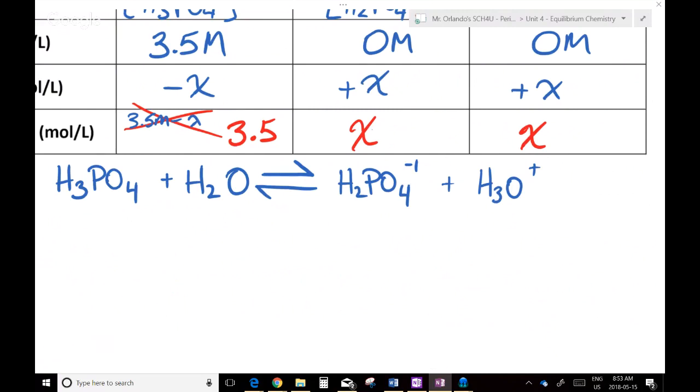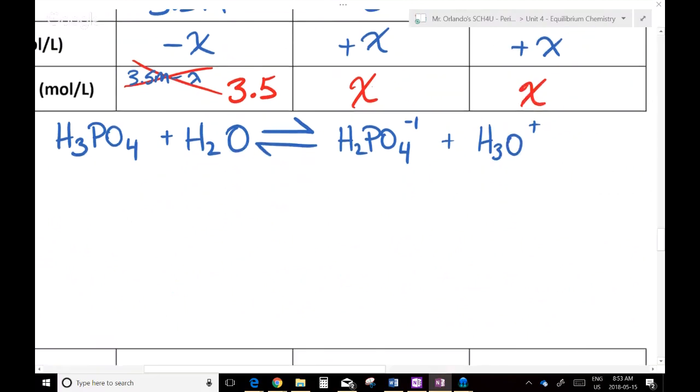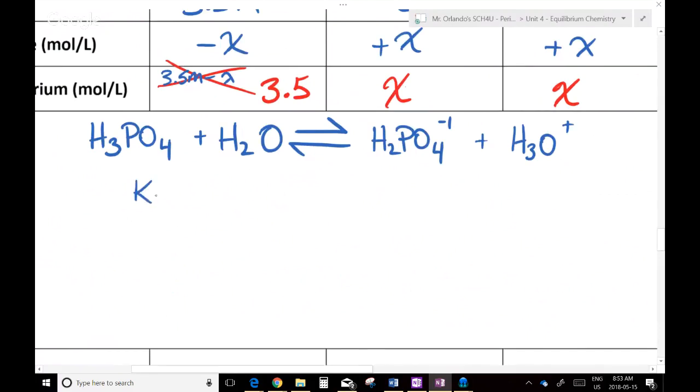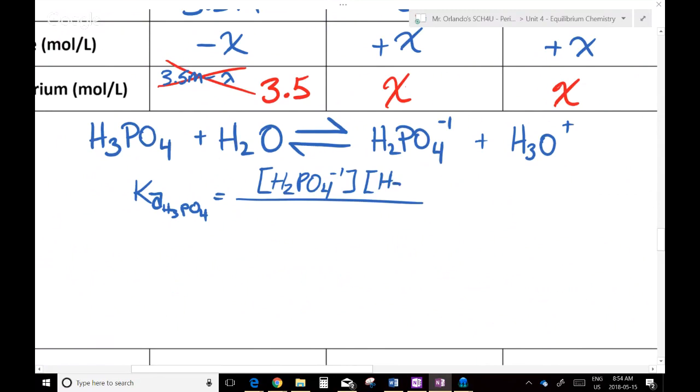So now when we actually want to solve for X, what are we going to have to use? We want to know the ending concentrations of this. We've set up our ICE table. Now what do we do? Good, give me one. I'm going to put Ka, and I'm going to specifically say H3PO4 is equal to, yep. Very good. And on the bottom? Very good.